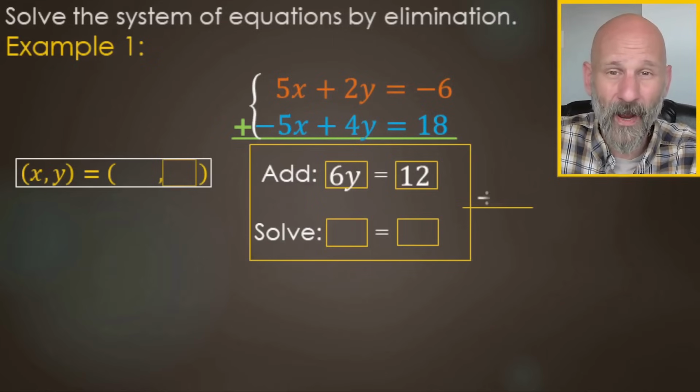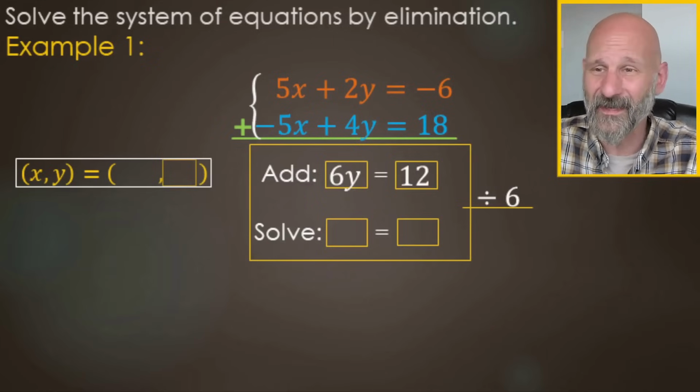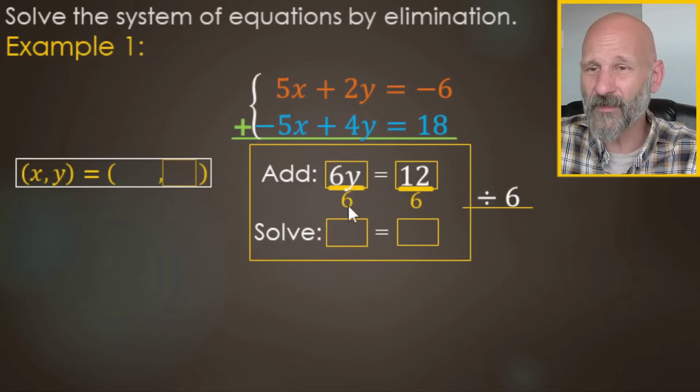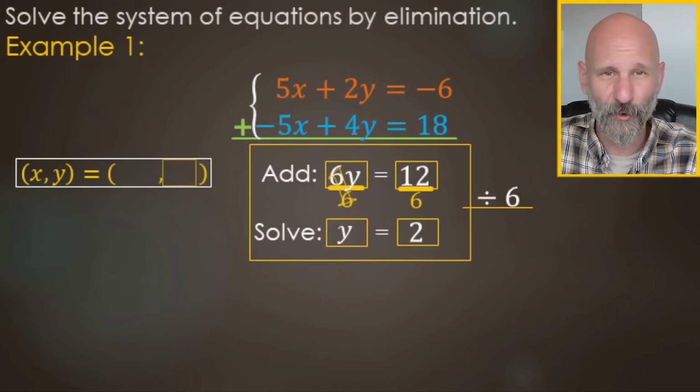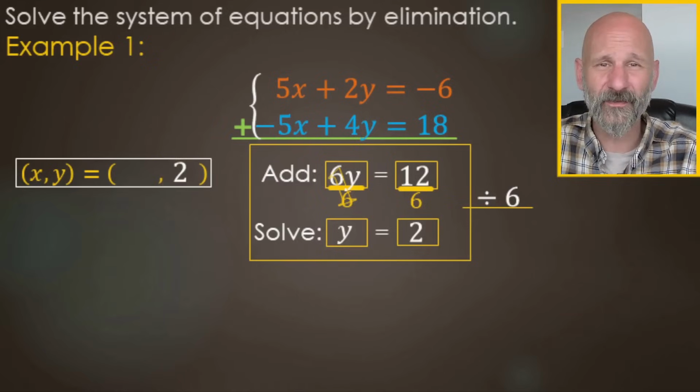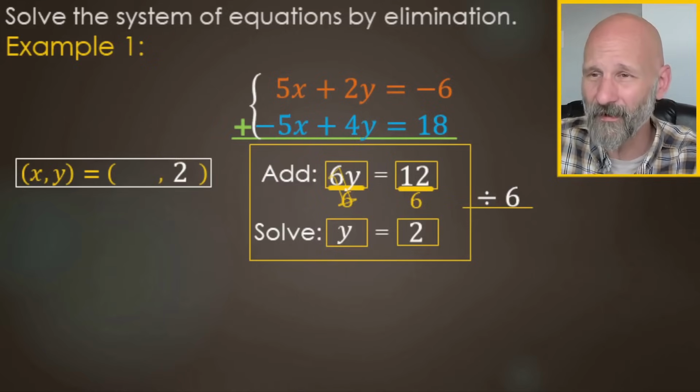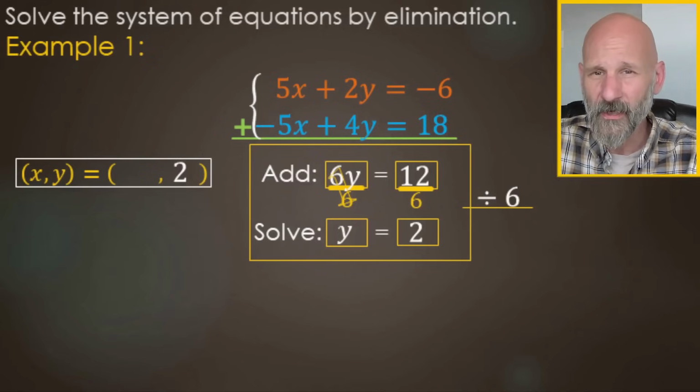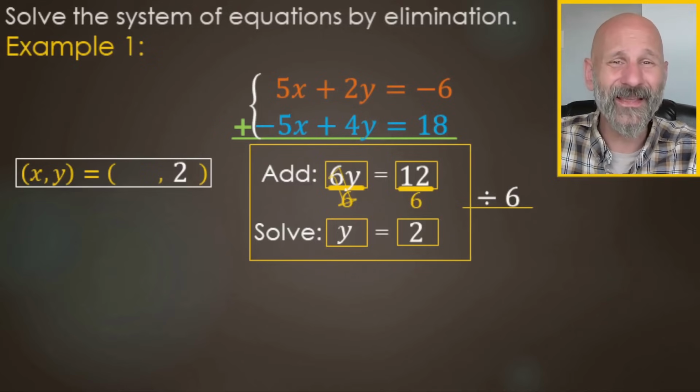How do we get y by itself? Well, we're going to divide both sides by 6. So divide by 6 and divide by 6. We got 6 over 6 is 1y, so that goes right there in that blank, equals 12 divided by 6 makes 2. So y equals 2, that's the first value that we have found. We found the y value for this system. Next up, we got to find the x value.